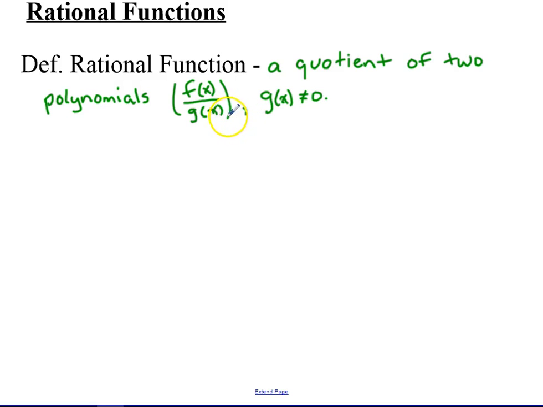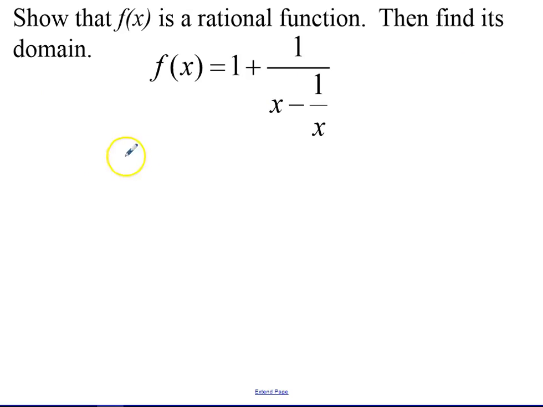All right, so how do we show that a function is, in fact, rational? We have a complicated looking function here, and we want to show that it is the quotient of two polynomials. So we want to get it into a form where we could identify the f and the g. After we do that, we're going to find its domain. So what we want to do is get this out of its complex fraction form. I'll give you a second to jot this one down.